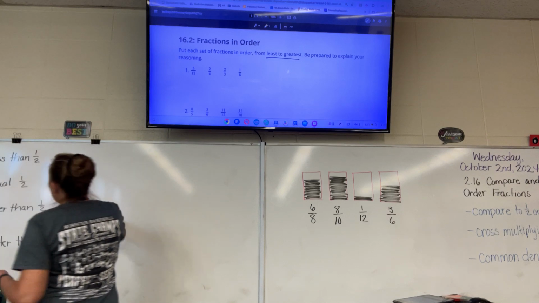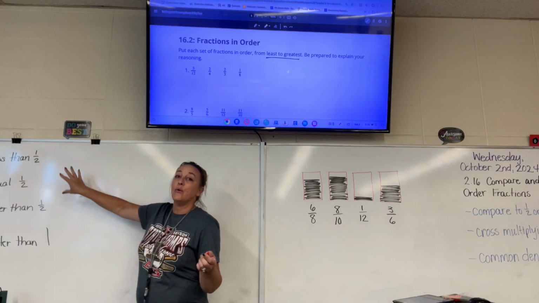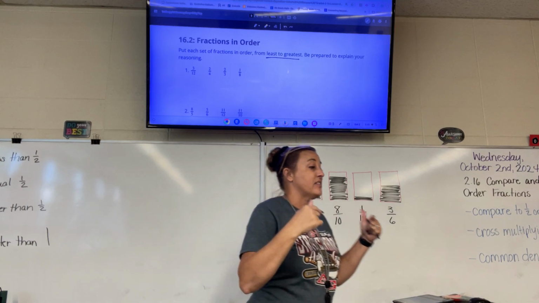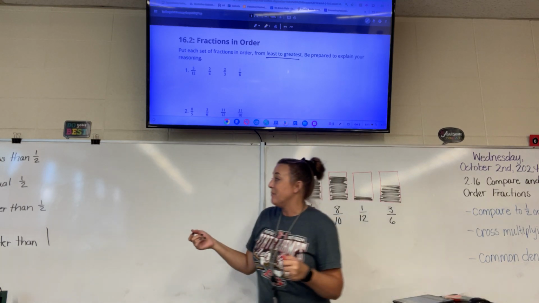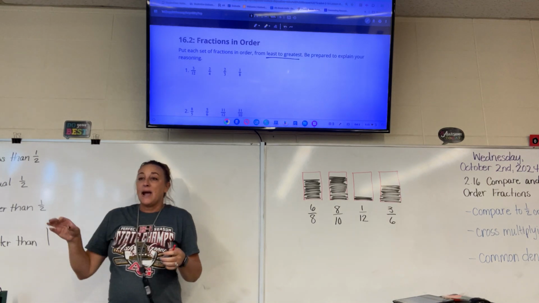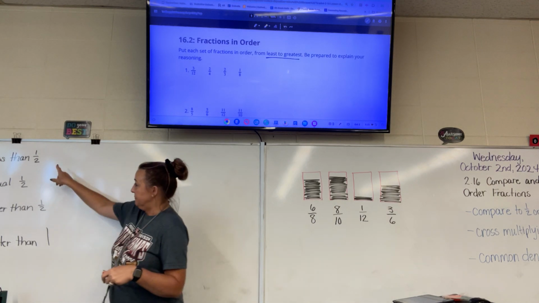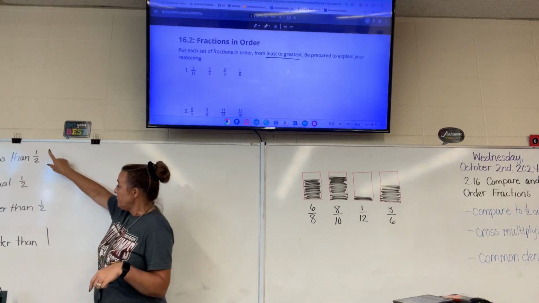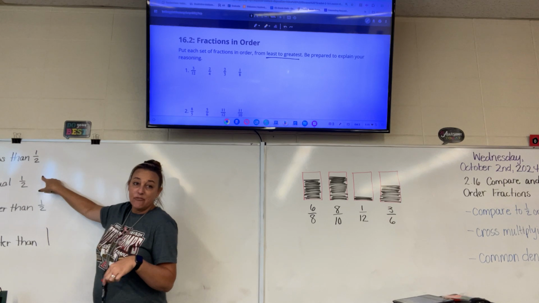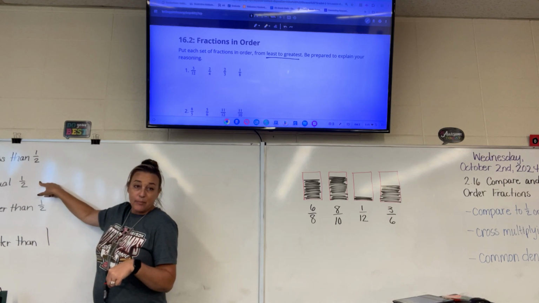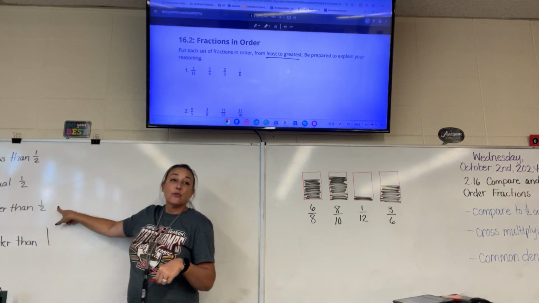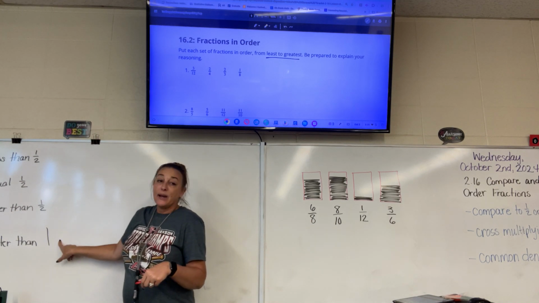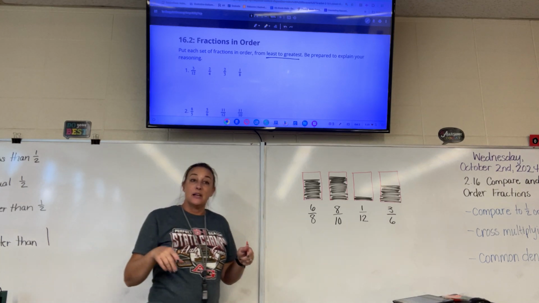Now, I have this key. This is how I use it. This isn't in the book. This is something that I came up with on my own because it makes sense to me. When a fraction is less than half, I put a little minus sign above it. When a fraction equals half, I put an equal sign above it. When a fraction's greater than half, I put a little plus sign above it. And when it's greater than 1 whole, I put 2 plus signs.